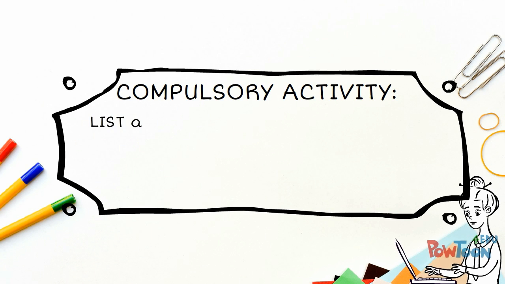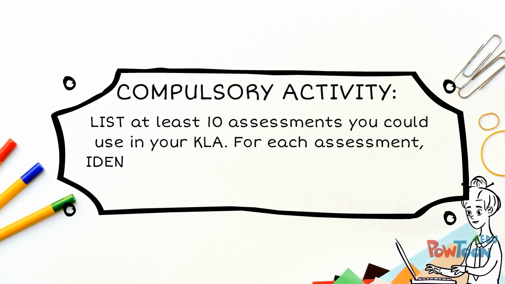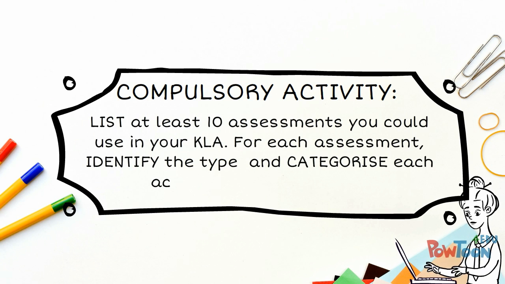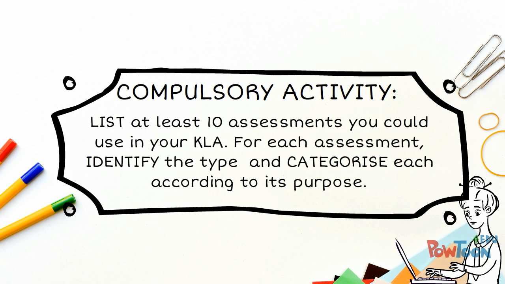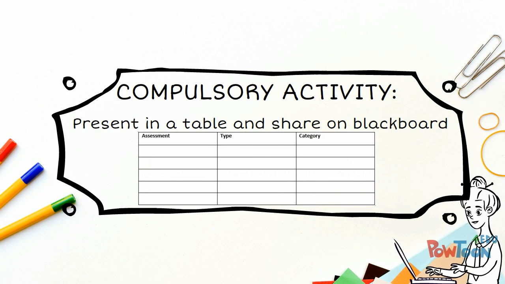Compulsory activity. You are now going to list at least 10 assessments that you could use to assess a student's knowledge in your key learning area. You then need to identify the type of assessment this is and categorise the assessment according to its purpose. You will present this information in a table and share it on Blackboard.